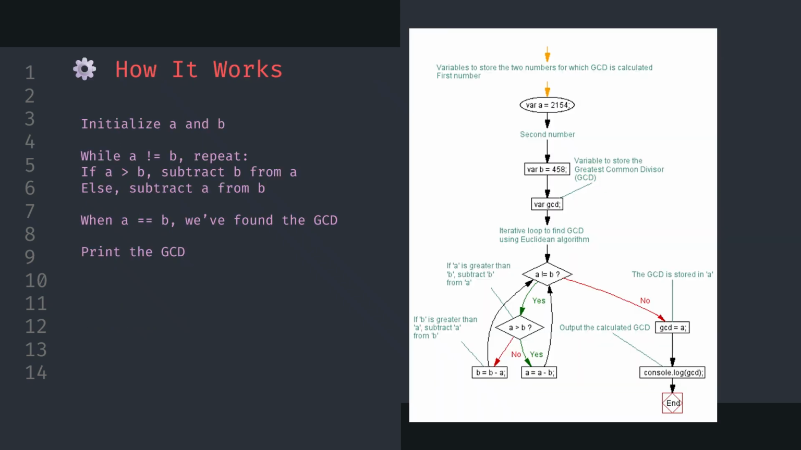We compare a and b in each loop iteration. We subtract the smaller from the larger until they are equal. The result at the end of the loop is our GCD. This iterative process is known as the Euclidean algorithm.